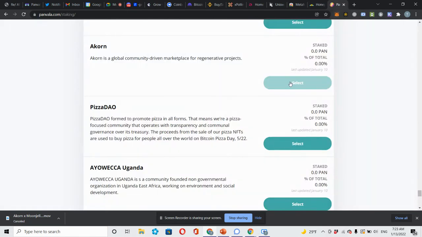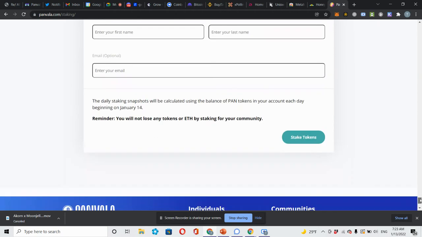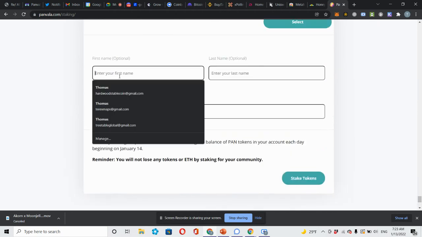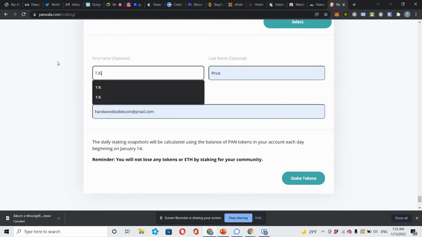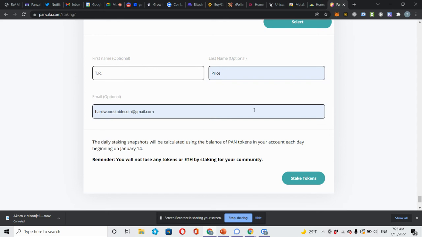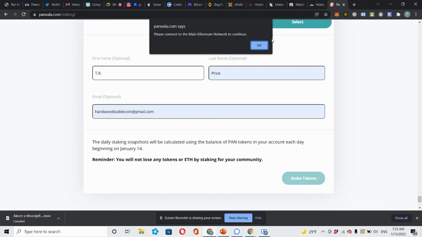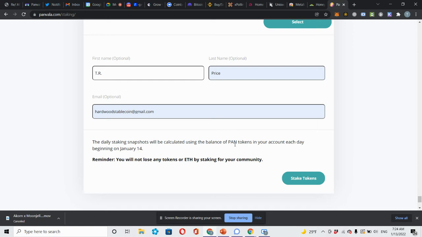So we go here and we're wanting to stake on Acorn. So we select Acorn, and then we'll put in the info, even though it's optional, and stake tokens. Okay. Well, this is only allowing us to do staking on Ethereum.